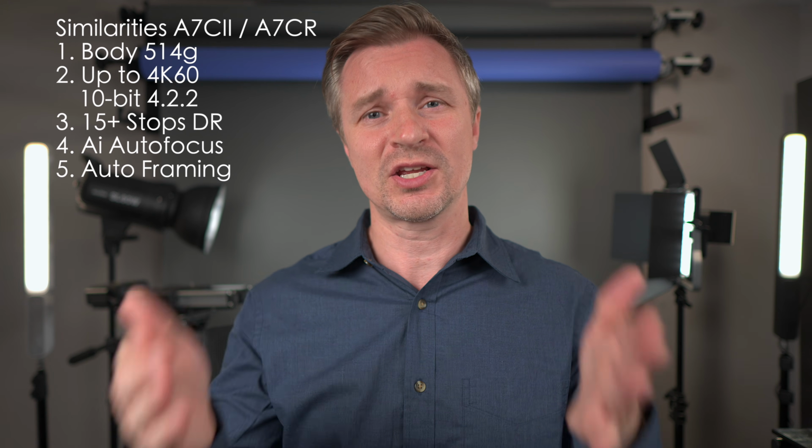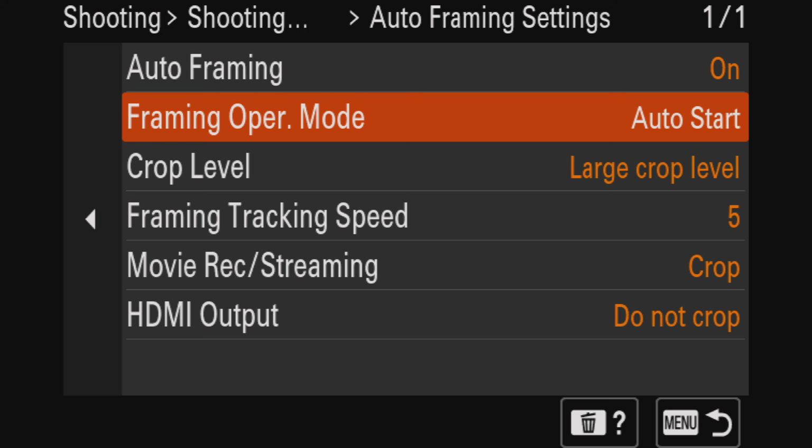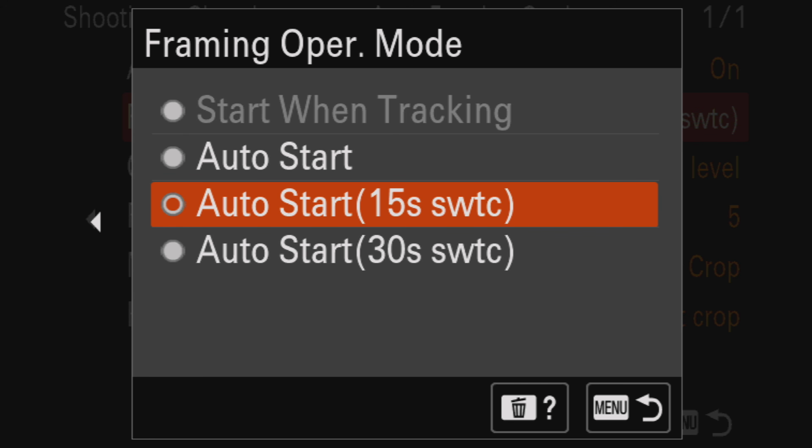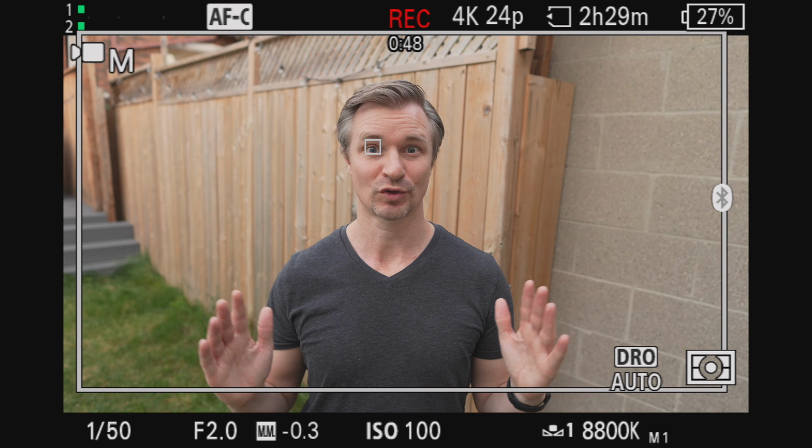They both feature the AI auto framing, which is great because you can put your camera over there on a tripod and it makes it look like a cameraman is following you around, like you have money to afford a cameraman. And it also does this thing where it can zoom in and out at 15 or 30-second increments, which is great.